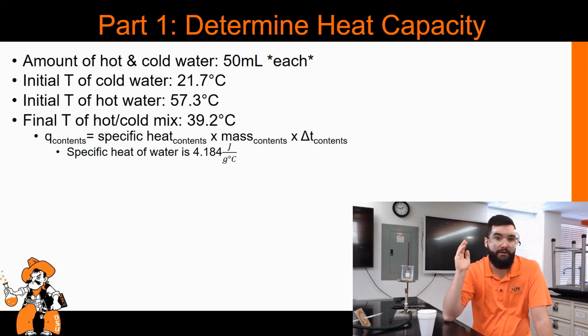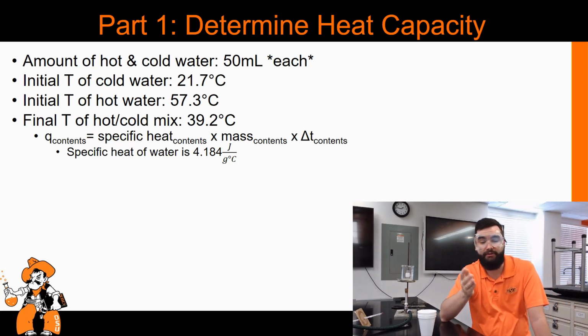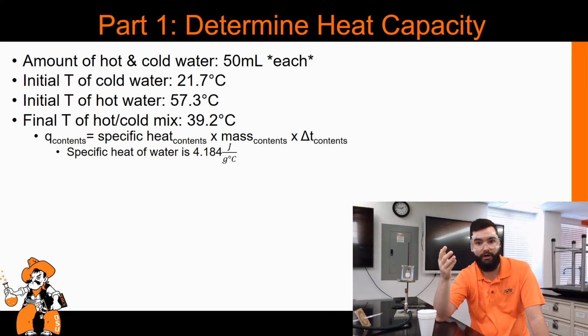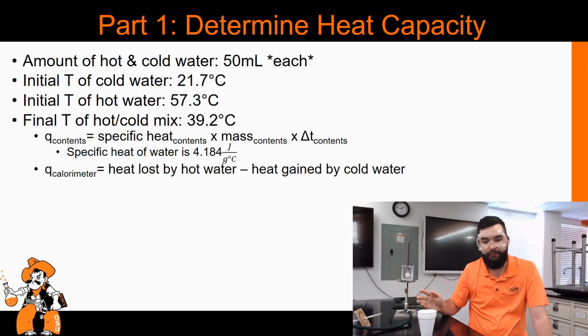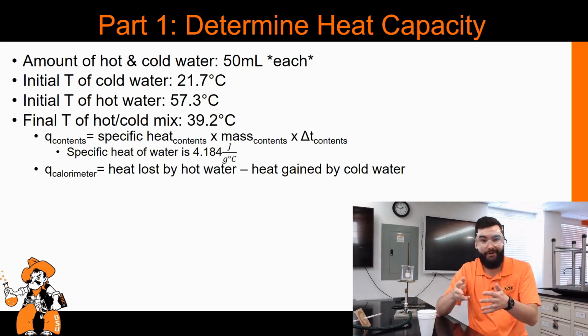Okay, its specific heat is 4.184, mass is 50 grams, delta T is final minus initial, so 39.2 minus 21.7 for the cold water. So why do we do it the normal way for cold water and different for the hot water? Well, it makes this equation a little bit easier.